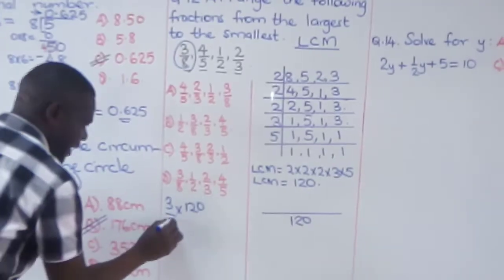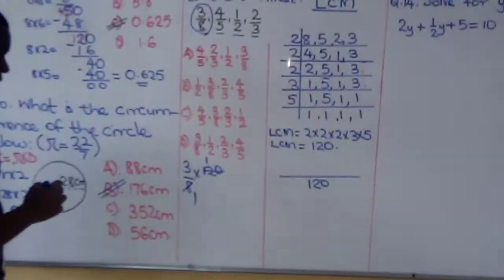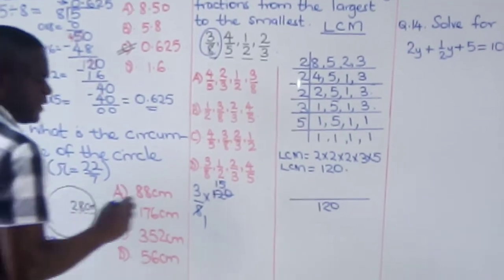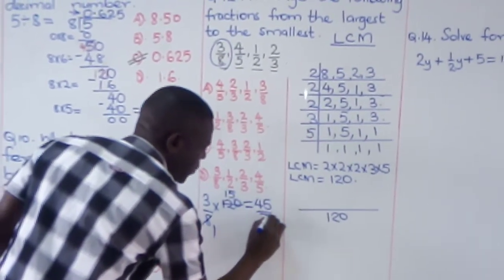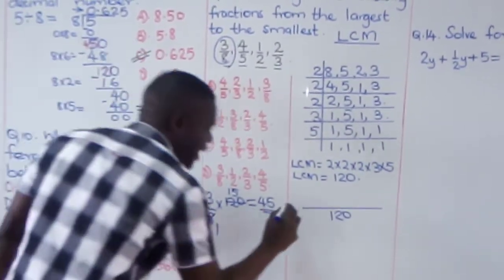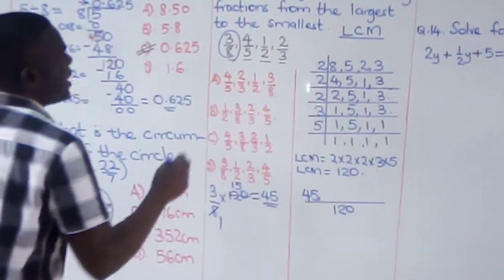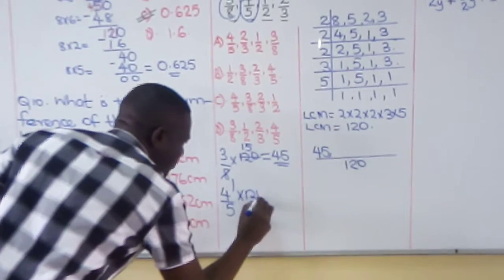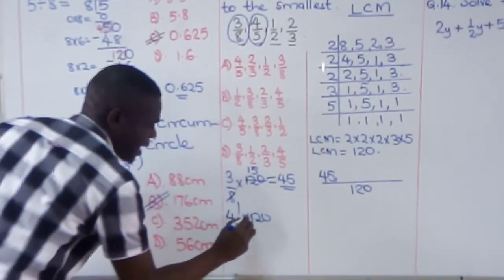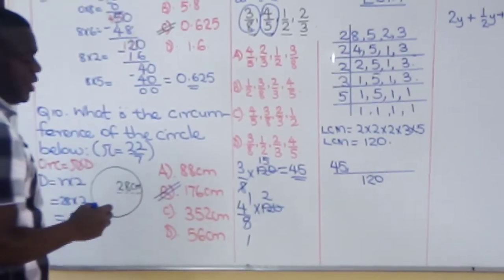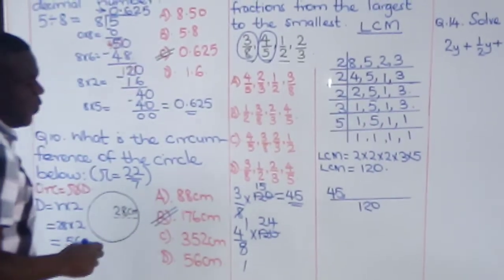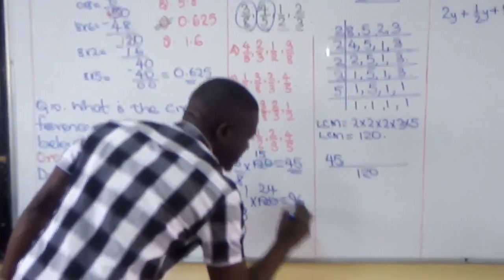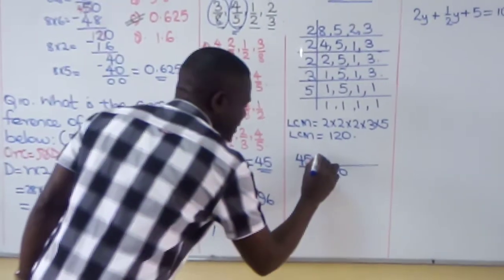120 divided by 8 is 15, so that is 3 multiplied by 15, which gives us 45. That tells us that the value of 3 over 8 is 45. We go to the next fraction, that is 4 over 5, and do the same. 120 divided by 5 is 24, and 4 multiplied by 24 is 96. So the value of 4 over 5 is 96.